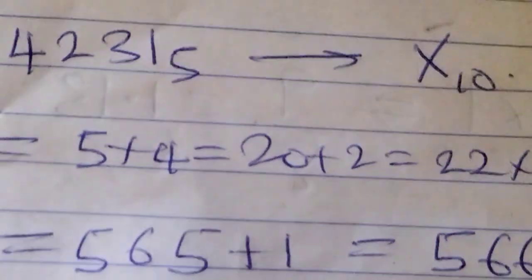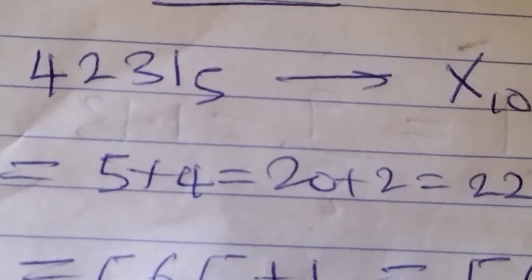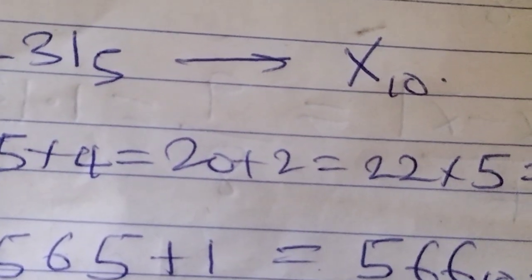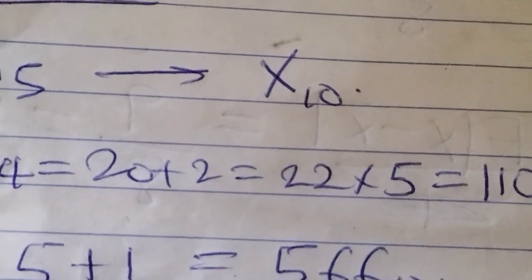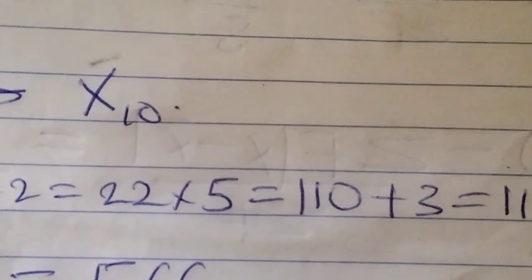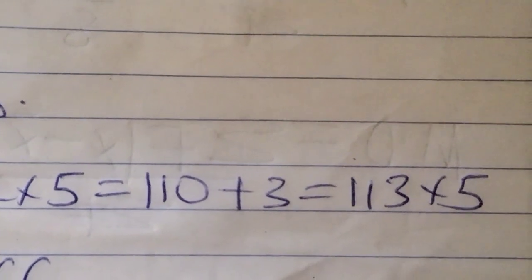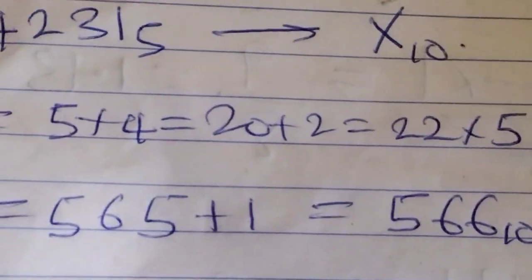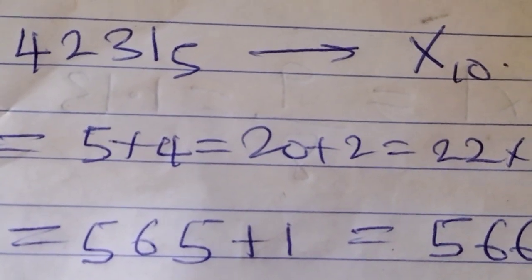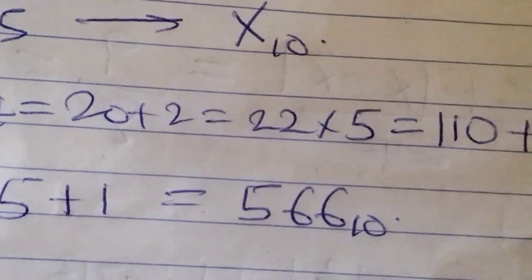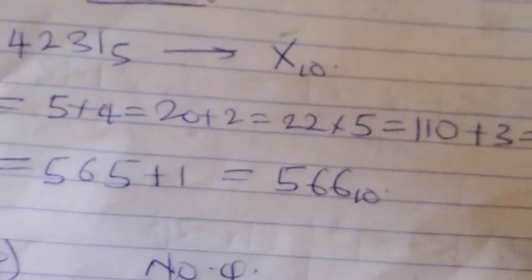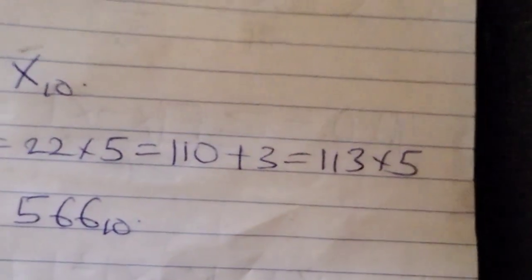So we'll use the expansion method. We'll have 5 times 4, 20, plus 2, that gives us 22, times 5 again, that gives us 110. Then plus 3, that gives us 113, times 5, that gives us 565. Then plus 1, that gives us 566 base 10. So that's the solution, 566 base 10.